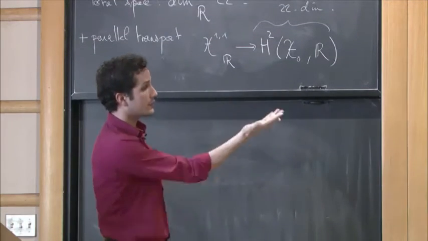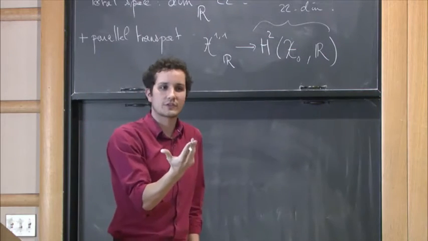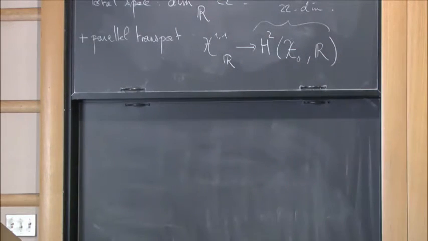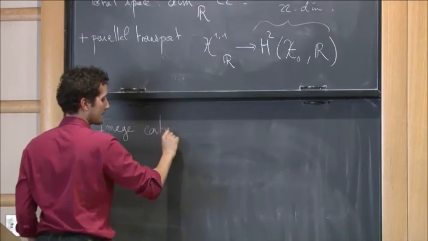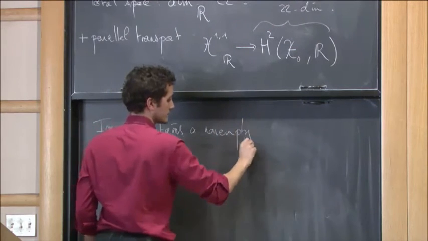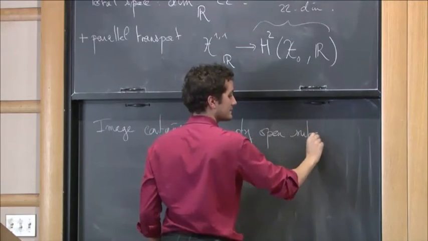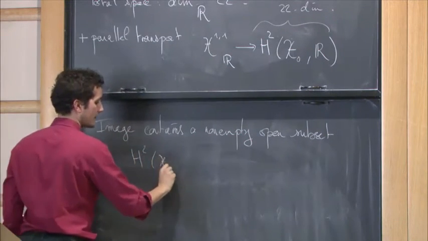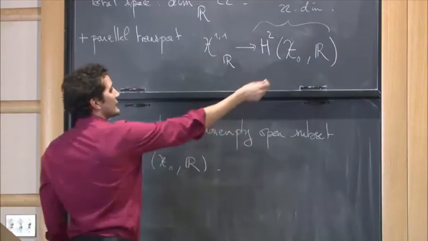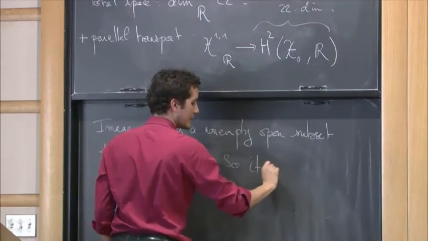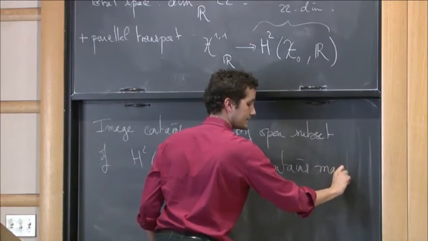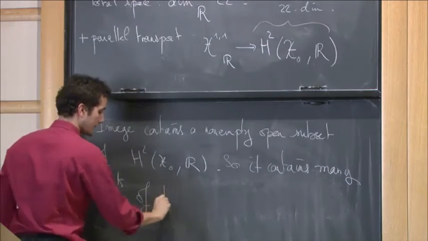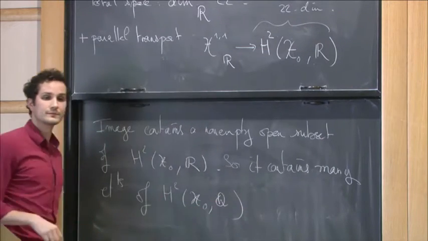So what I just said about the local Torelli theorem tells us that H11 varies compared to the constant local system on the right. If you unwind what that means, it means that the image contains a non-empty open subset of H2 of X0. So in particular, it contains an open subset of this real vector space, so it contains many elements of H2 of X0 with Q coefficients, because Q is dense in R.